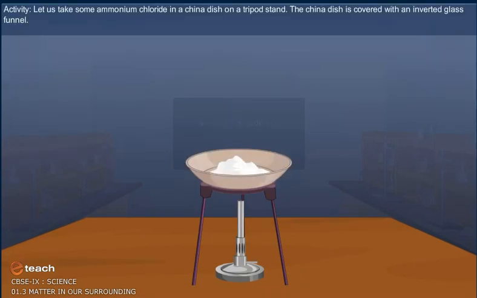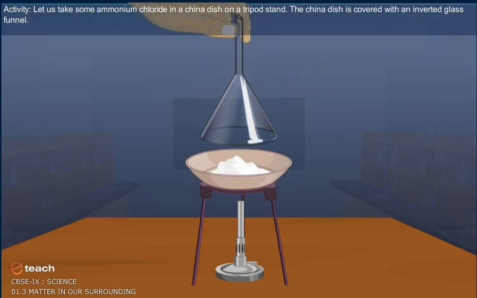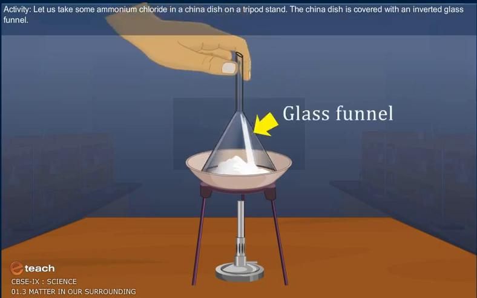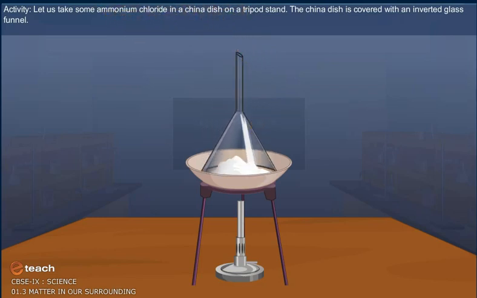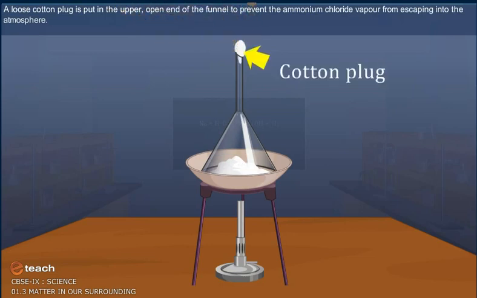Activity. Let us take some ammonium chloride in a china dish on a tripod stand. The china dish is covered with an inverted glass funnel. A loose cotton plug is put in the upper, open end of the funnel to prevent the ammonium chloride vapor from escaping into the atmosphere.